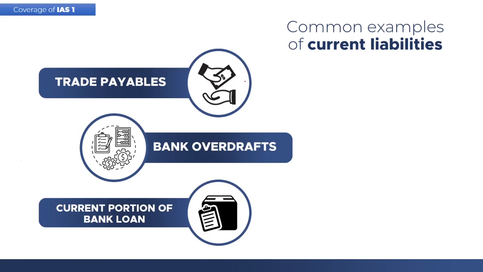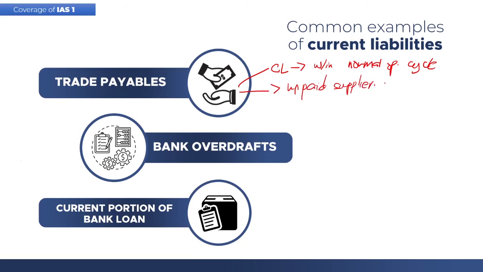So number one, we have the trade payables. The trade payables are current liabilities because they are due to be settled within the normal operating cycle of the business. Okay, so these are normally coming from unpaid suppliers of goods and services. So since you already benefited from the goods that have been delivered to you or the services that have been rendered to you, you now have the present obligation to pay them in the future.